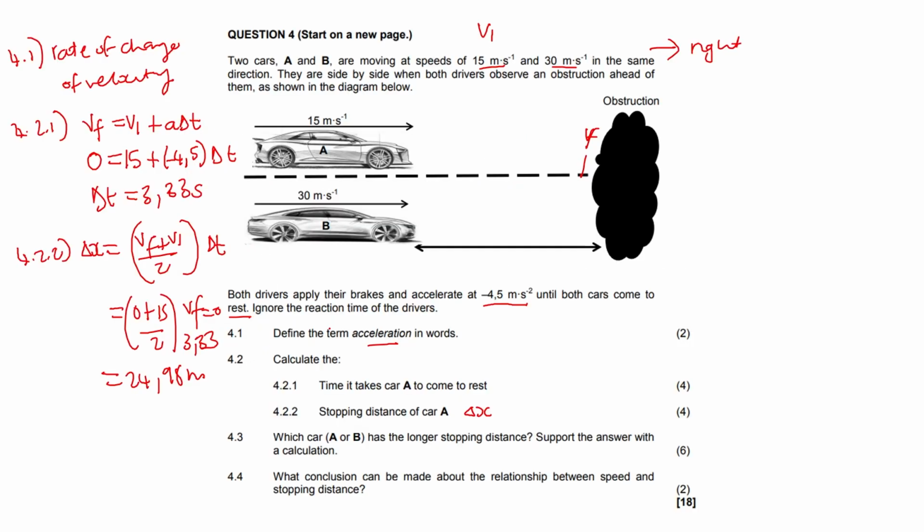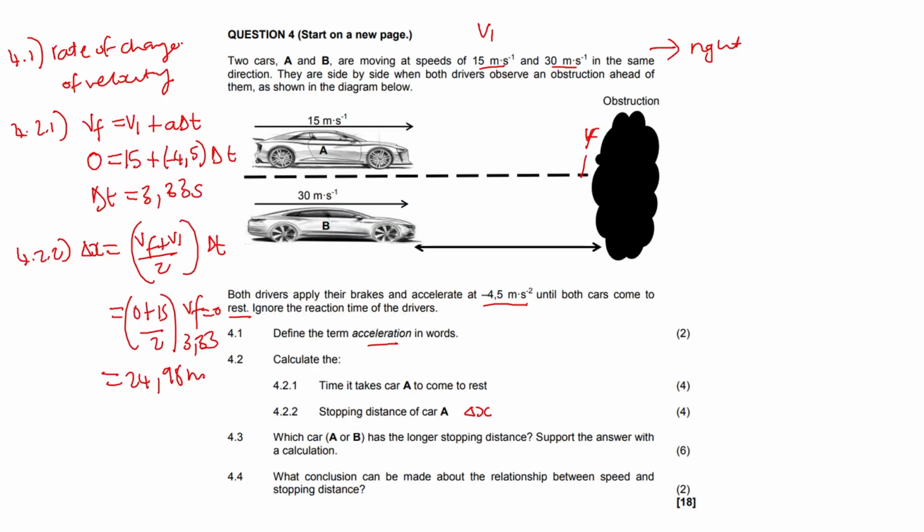4.3. Which car, A or B, has the longer stopping distance? Support the answer with a calculation. So I'm going to do 4.3 on this blank page. We have now calculated the stopping distance of car A, which is 24.98 meters. If you use another formula, you might get 25 meters, but they'll mark it correctly. We have to now calculate the stopping distance of B.